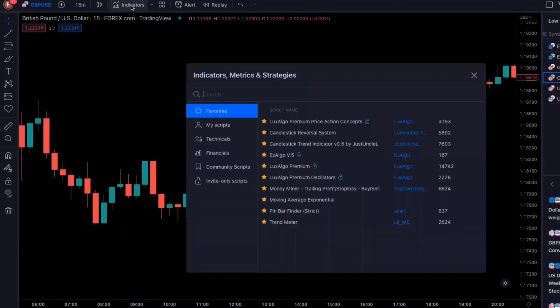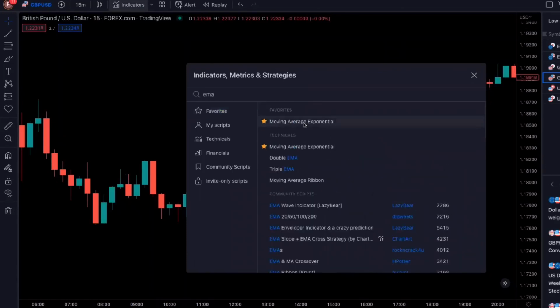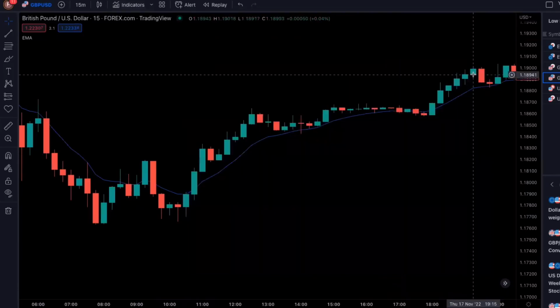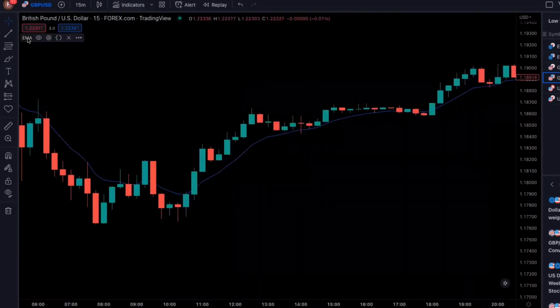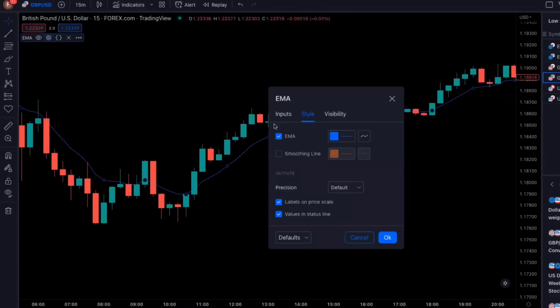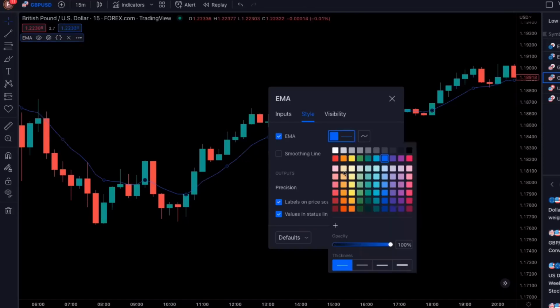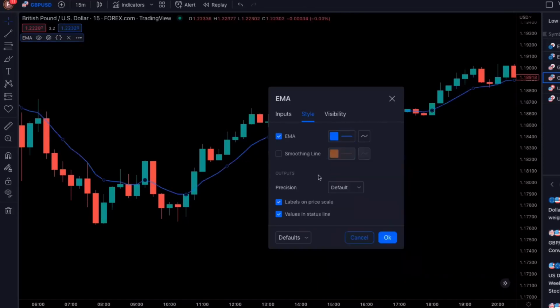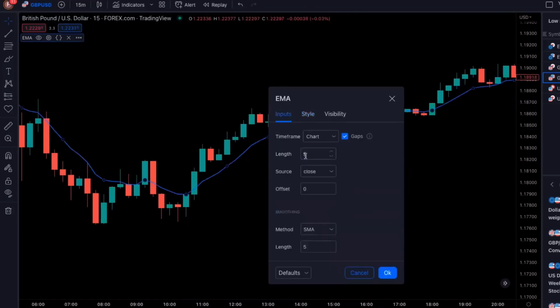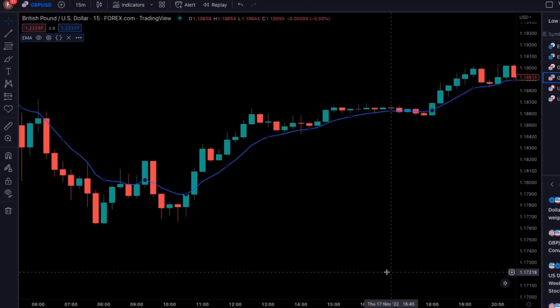All right, so the first indicator that we're going to add is just the regular EMA, the exponential moving average. Okay, so let's make some changes to that. We're going to go into settings. I'm going to make this a little bit thicker first. It's easier to see. Go into inputs, and for length, you're going to use 5. We're going to use the 5-period EMA, the exponential moving average.